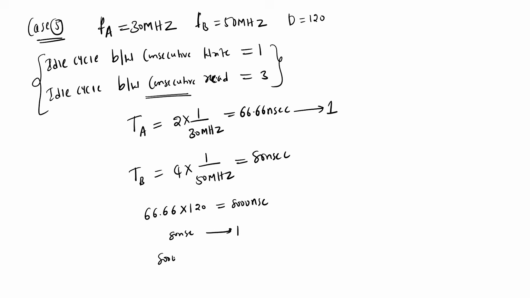80 nanoseconds for one data item. 8000 nanoseconds, how much? X equal to 8000 by 80 nanoseconds. So here you are getting how much? 100. Okay, so what is the FIFO depth? 120 minus 100. This is equal to 20. This much of FIFO is required.